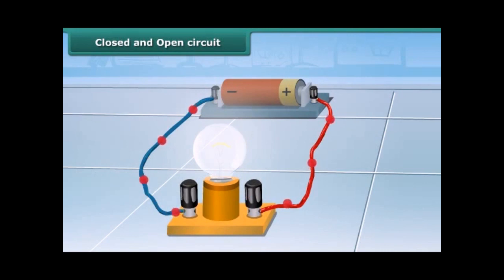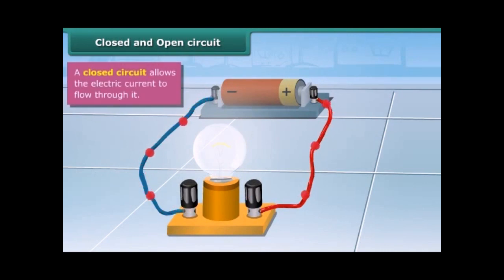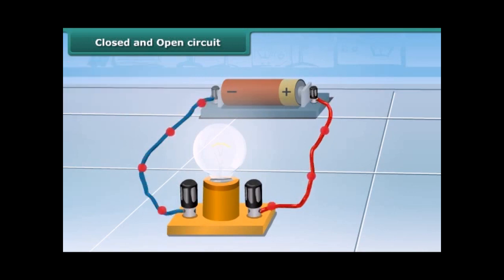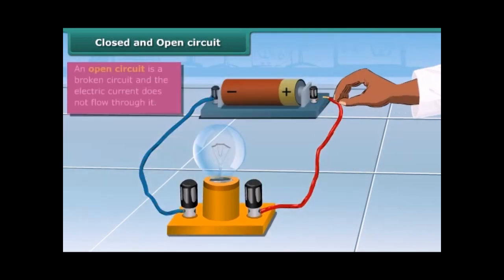Closed and open circuit. If you see both the wires are connected to both the terminals, it is an unbroken path. It is a closed circuit. Disconnect one of the wires.